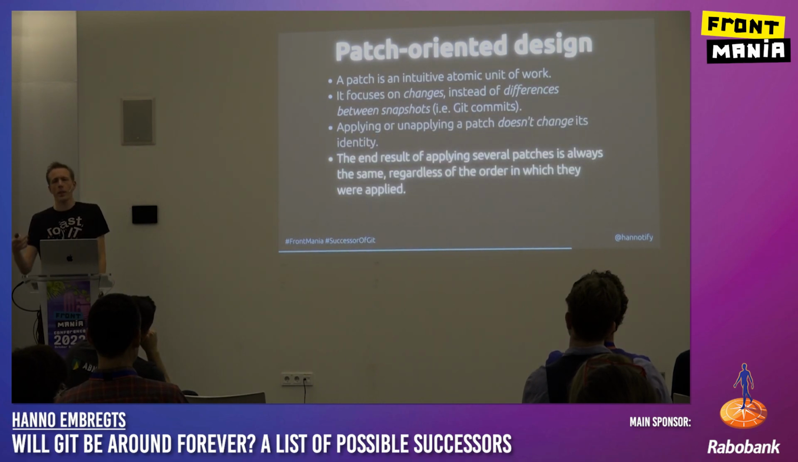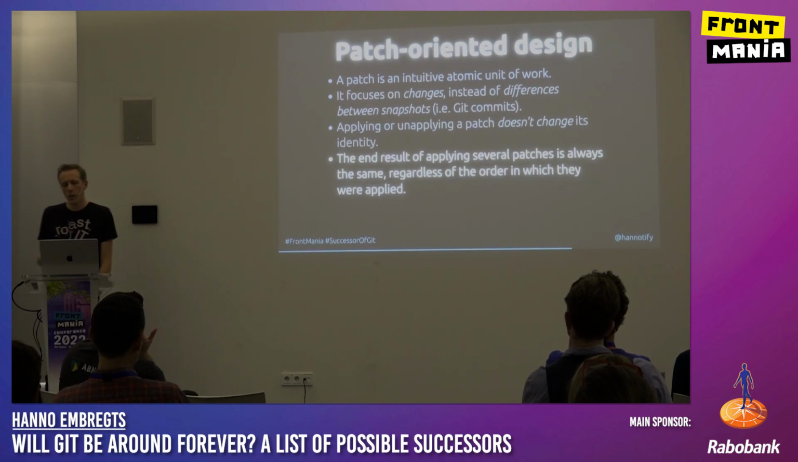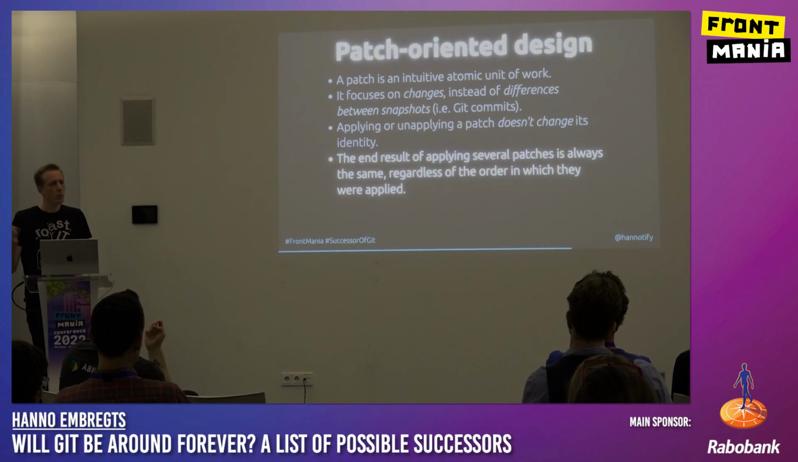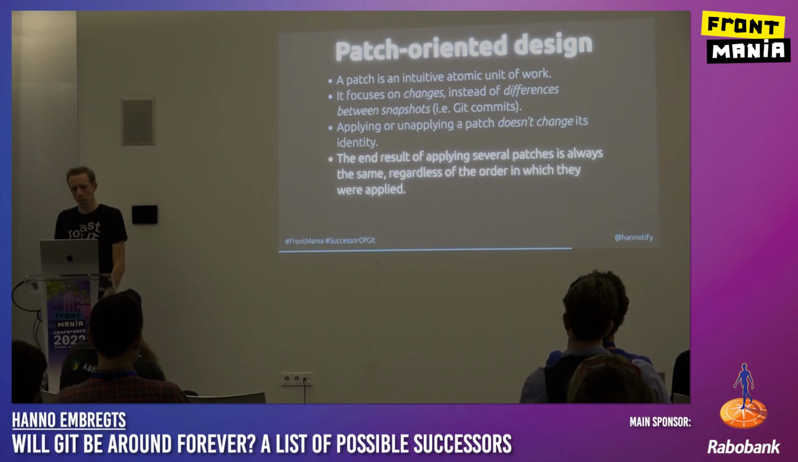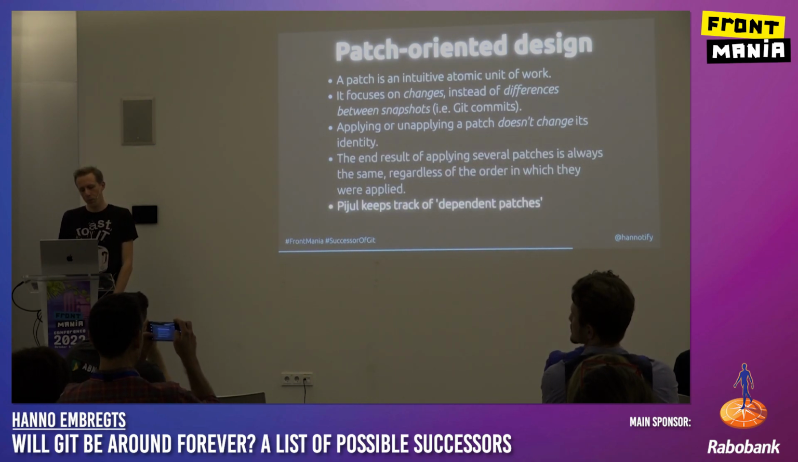This also means that if you apply several patches in succession, the end result is always the same. It doesn't matter what order you applied them in. So this is actually great for cherry picking, because if you say cherry pick this patch, Pijul will know I will need a few dependent patches, and then I can apply the final one. And then the patch application is complete. So you don't need to manually find some commits to include in your cherry pick, because Pijul will do it for you. Like I said, it keeps track of dependent patches.